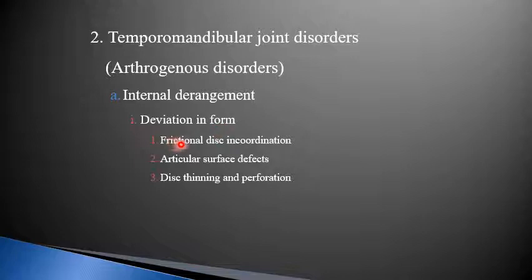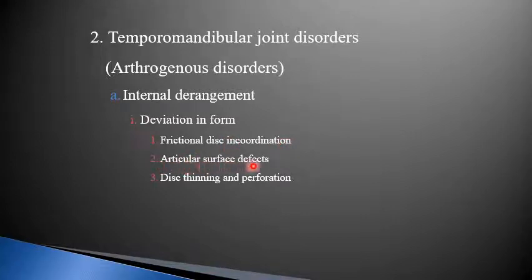So this is frictional disc incoordination. The articular disc, because of friction, is not able to move smoothly front and back. It gets incoordinated. So that is why it is classified as frictional disc incoordination.